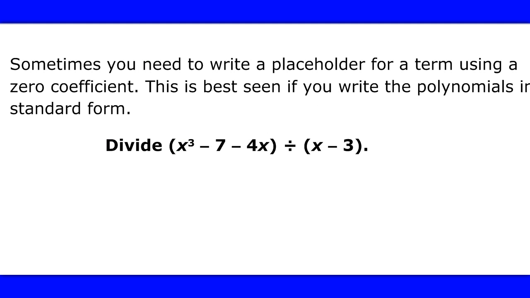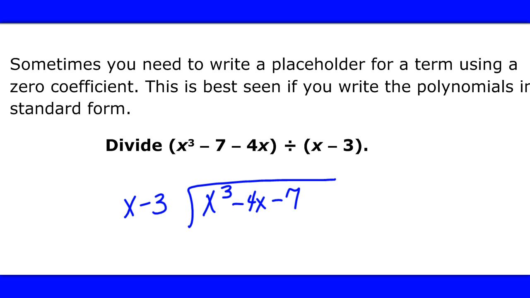Okay? Sometimes we might have to rewrite the polynomial so that it's in standard form, and we might have to use what we call a placeholder. Okay, so in this case, the first thing I'm going to do is write this in standard form. So that's going to be x cubed minus 4x minus 7, and I'm dividing by x minus 3.